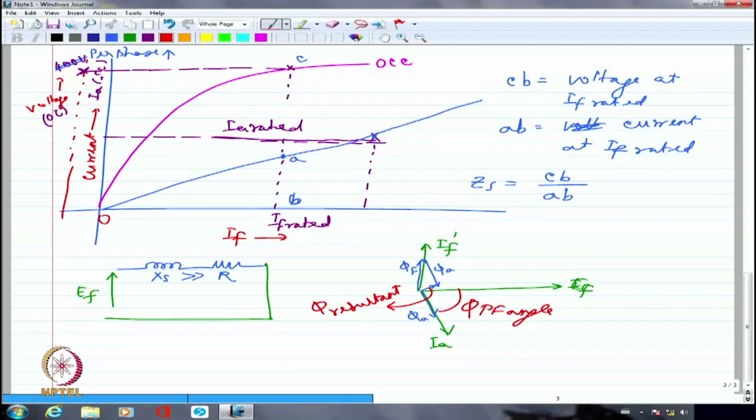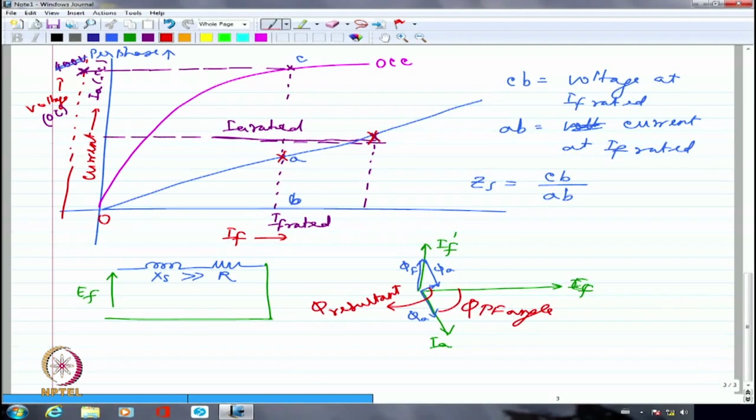It was under this excitation that I was at the rated value of EMF under open circuit condition. But what I am getting as armature current is not even IA rated. IA rated is somewhere here, whereas this is the current I was getting under rated excitation under short circuit condition. I am not getting even that much. So I have to increase the excitation a little further because the flux is a very, very small value, because the armature flux opposes the field flux completely because of the 90-degree lagging power factor angle.